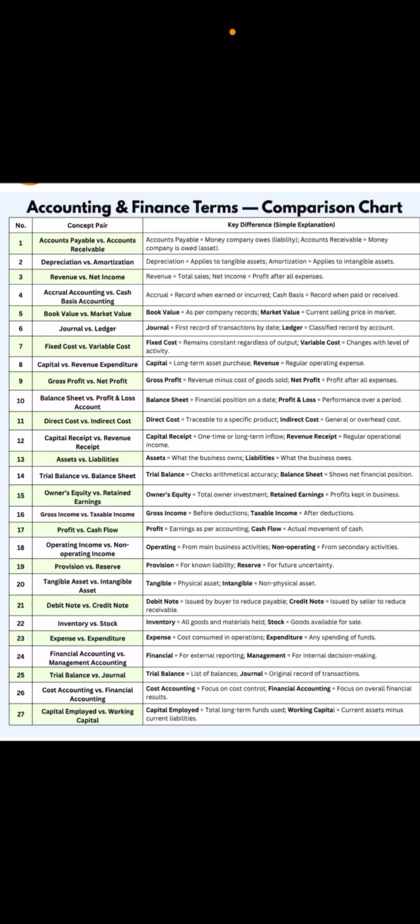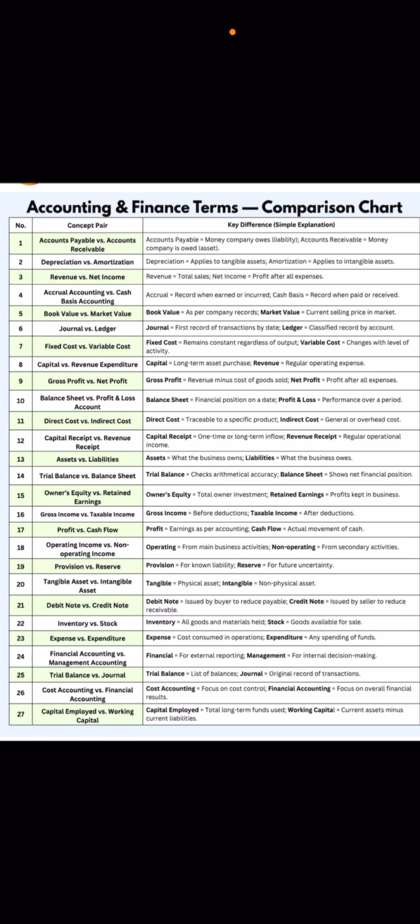Next, capital versus revenue expenditure. Capital is a long-term asset purchase. Revenue expenditure is day-to-day expenses. Gross profit versus net profit. Gross profit is revenue minus cost of goods sold. When we make a trading account, we get gross profit, and net profit means profit after all expenses. When we make a profit and loss account, we get net profit.